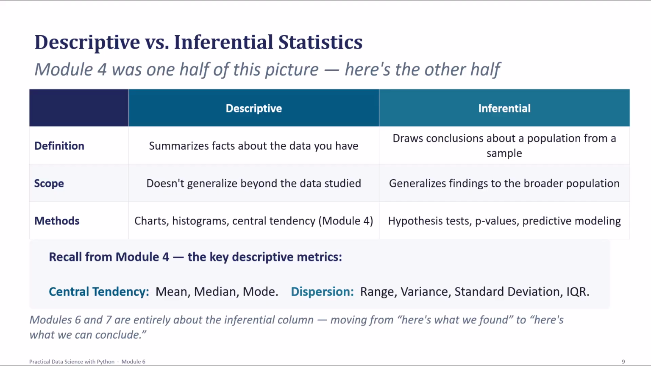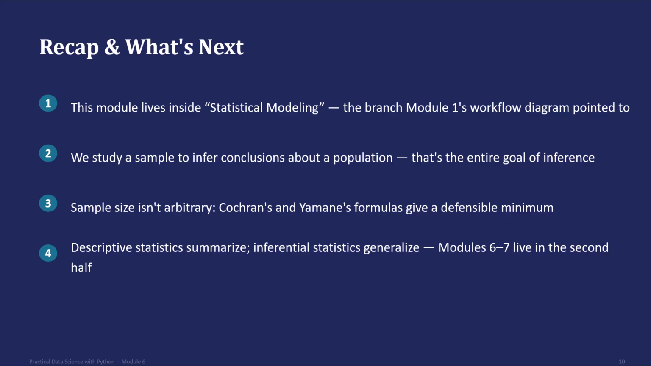So moving from here, here is what we can conclude, that is inferential now. We are going to look at that next in the implementation part. Now this module lives inside statistical modeling, the branch module in the first workflow diagram we pointed to before. We study a sample to infer conclusions about a population. That is the entire goal of inference. So sample size isn't arbitrary. Cochran's formula gives a defensible minimum. Statistics summarize; inferential statistics generalize. Simple.